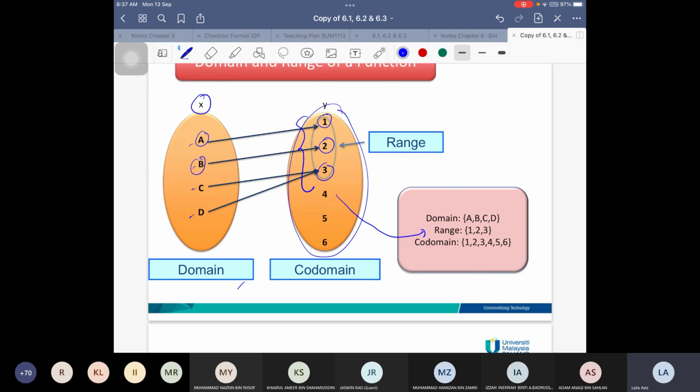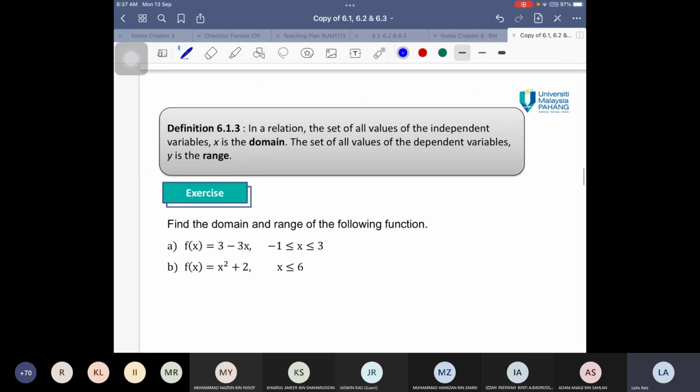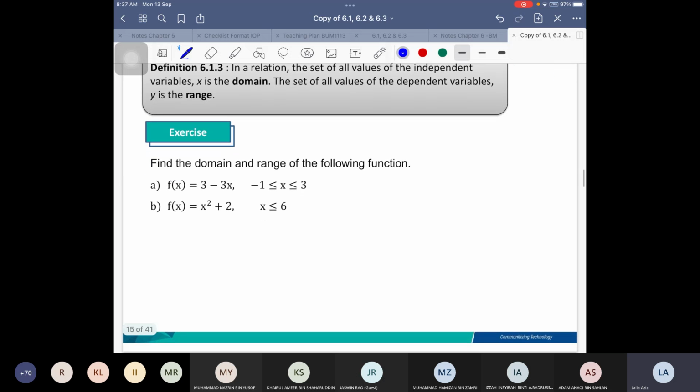Tapi codomain ni sebenarnya not very common. Dalam function, codomain ni sebenarnya kita tak berapa penting sangat. So setakat ni soalan saya rasa ada kita tanya codomain, tapi in real life punya situation yang paling penting adalah domain dan juga range. Codomain jarang kita pakai. Okay, so the definition in a relation, the set of all values, ni definition apa ni? So, okay, the dependent variable y adalah range. Okay, ni dia cerita apa dia domain dengan range.